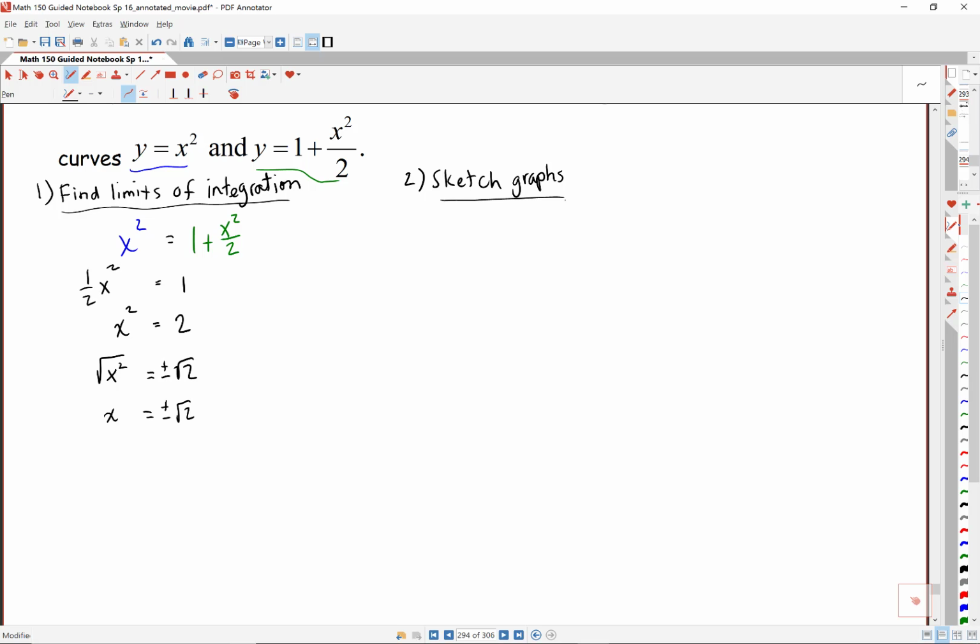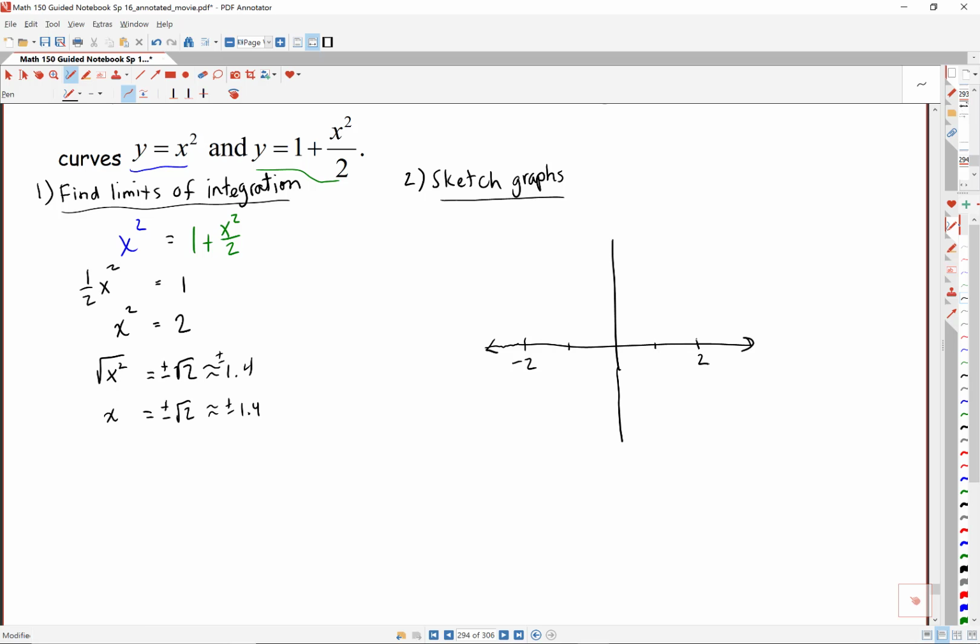We don't need... root 2 is approximately 1.4-ish, right? Plus or minus. So here, if we sketch both of the graphs, we just need a kind of a small window, you can just do it between -2 and 2.